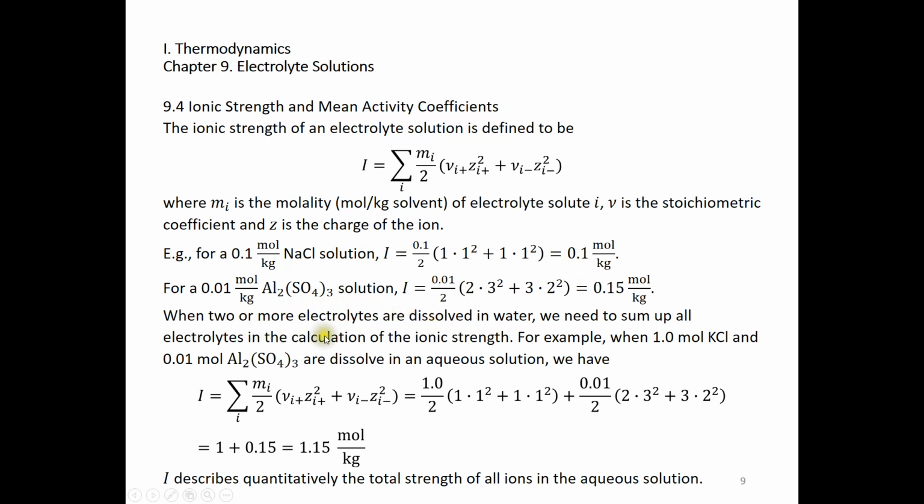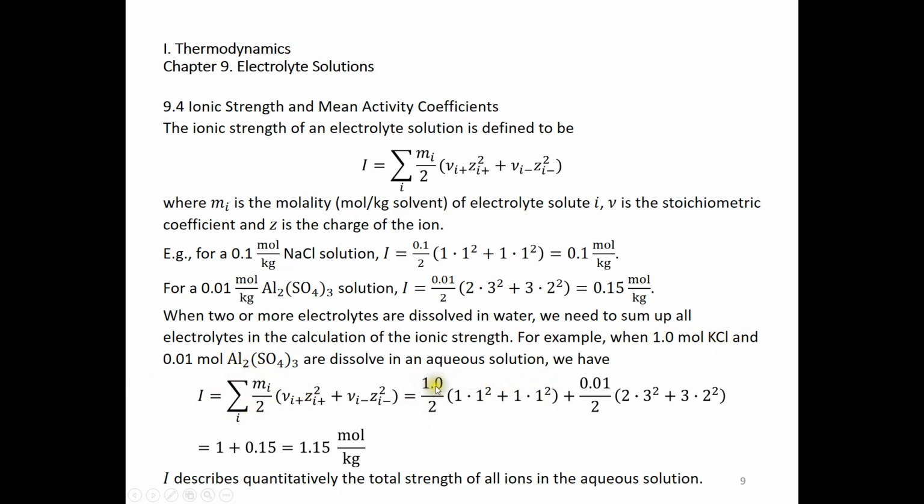What if 2 or more electrolytes are dissolved in water, and then we need to sum up all those electrolytes? Or we can say we need to sum up all those ions. Here's another example. Let's have a 1.0 mole KCl and 0.01 mole aluminum sulfate, both dissolved in an aqueous solution. And what's the ionic strength? So now we have to do the sum. Over here, I is from 1 to 2. Species 1 is KCl. Species 2 is aluminum sulfate. We need to sum up everything.